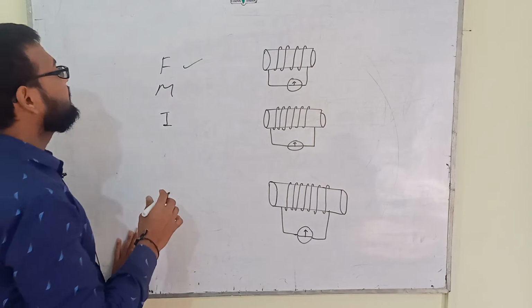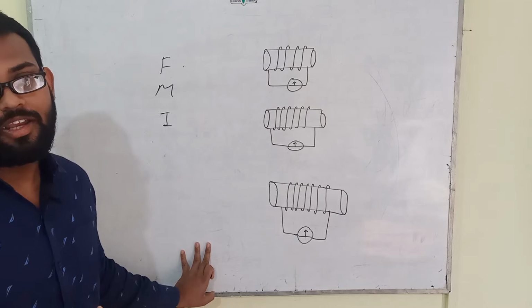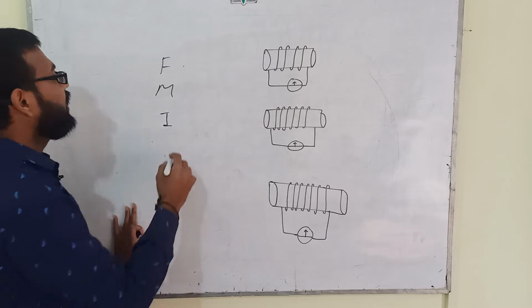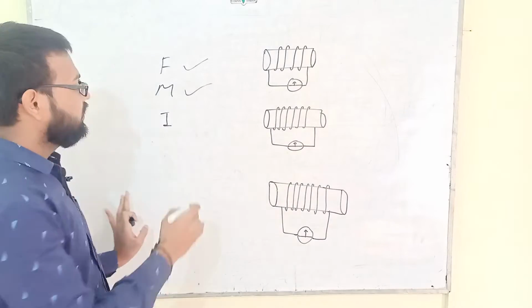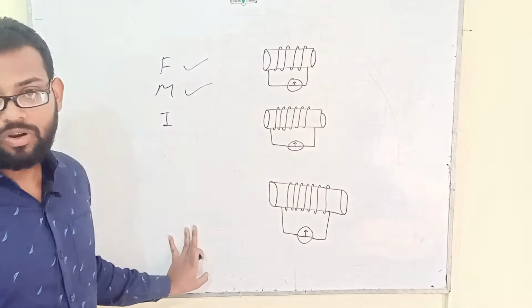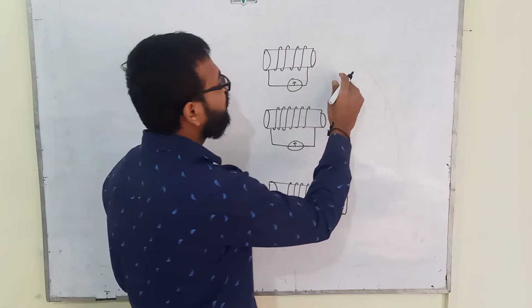See, what happens here? If we provide any two of the above three things, we will get the third thing. If we provide force and magnetic field, we will get current. Okay, you got that point or not? See, here I will show you how it works.